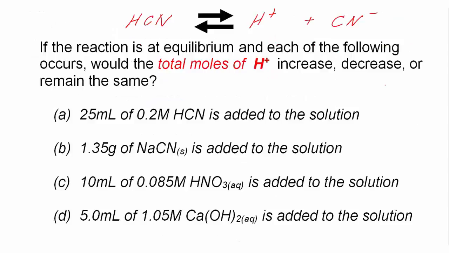Okay. We're adding HCN. So if we're adding HCN, now we have too much reactant. Equilibrium should shift towards product, so that would be more hydrogen ion.